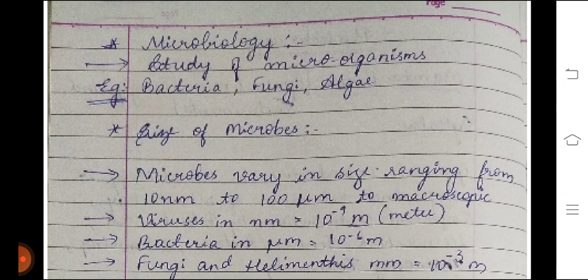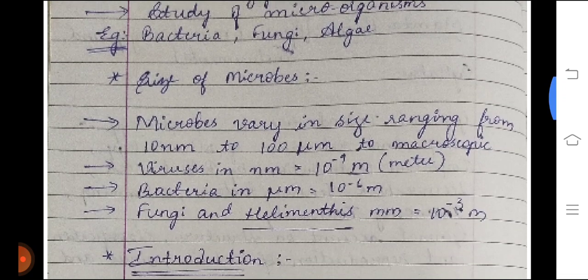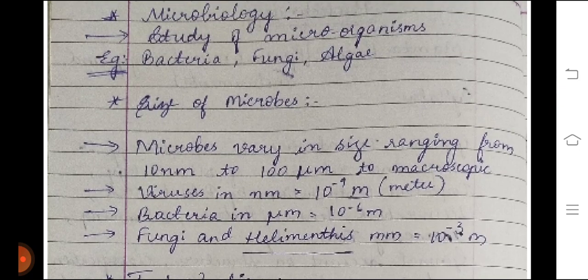And for example, what are the microorganisms? They are fungi, bacteria, algae, etc. These are the microorganisms which we are going to study. So this is called microbiology.